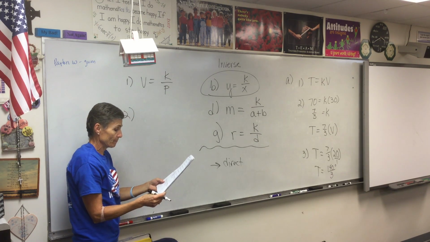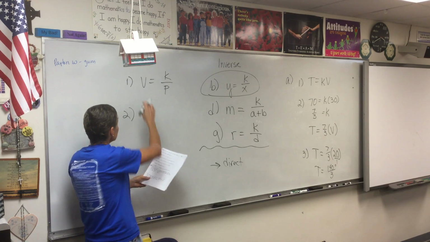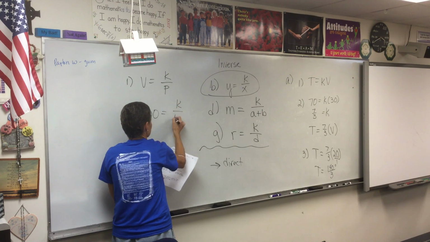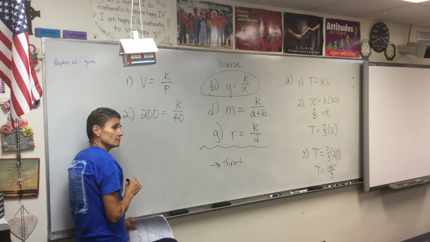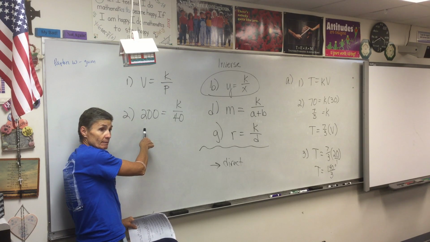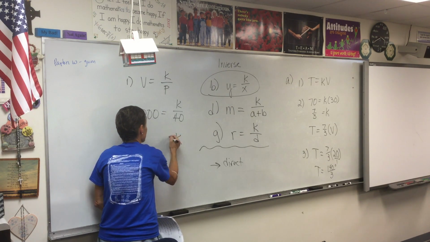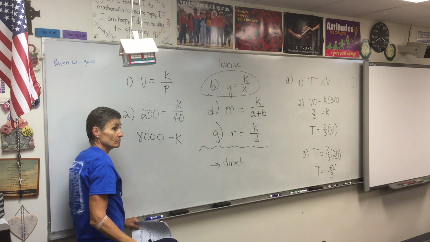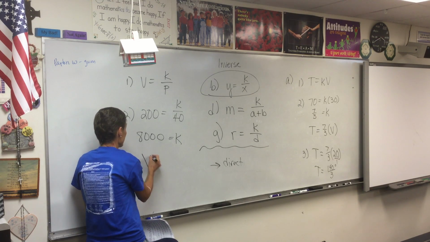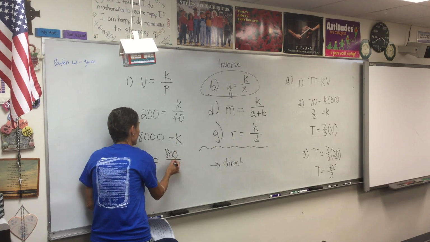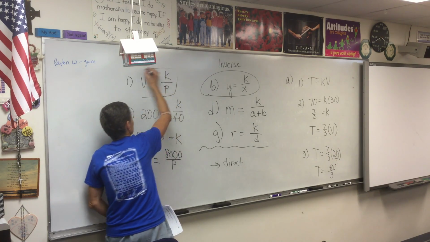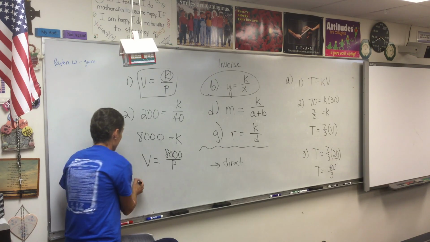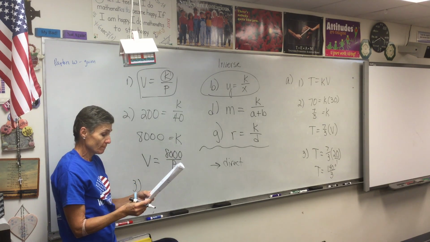All right, now let's look at the second sentence. What does it do for me? The volume is 200. The pressure is 40. Does that look okay to everybody? So multiplying both sides by 40, K equals 8,000, which means my equation is V equals 8,000 over P. Go back to this one. Now I know what K is, though. I can plug in my 8,000.